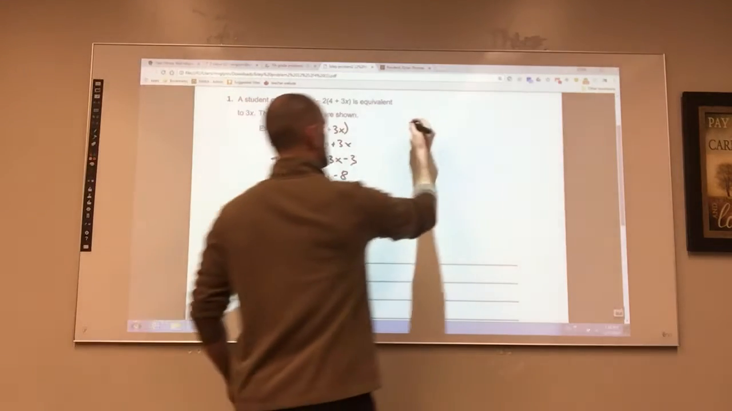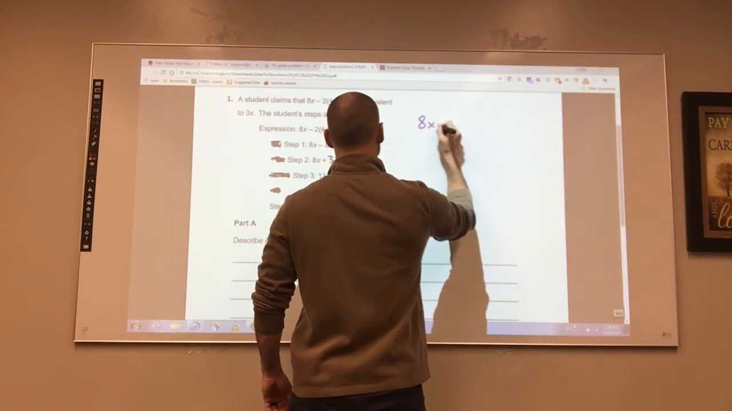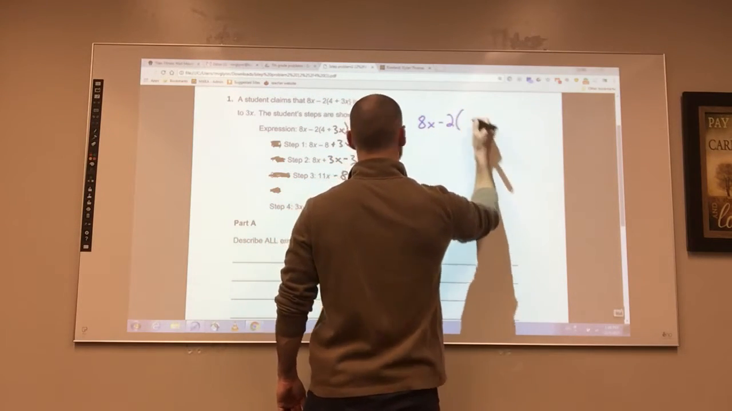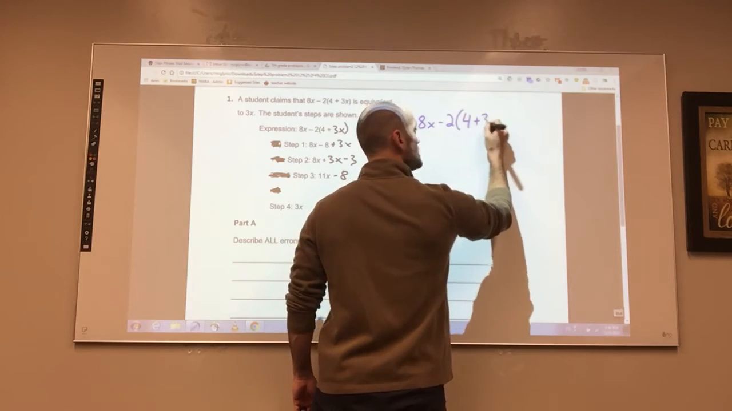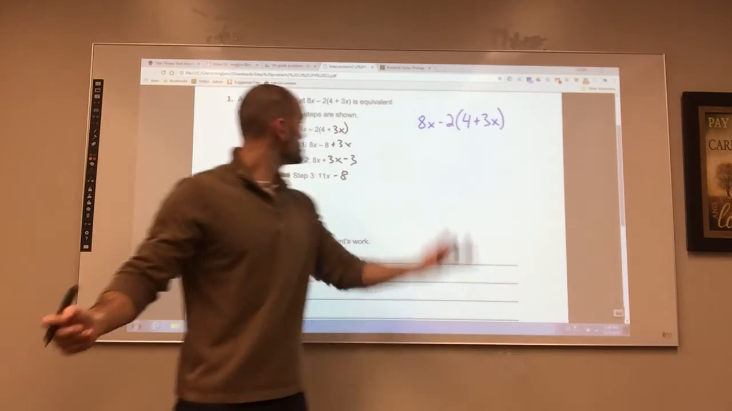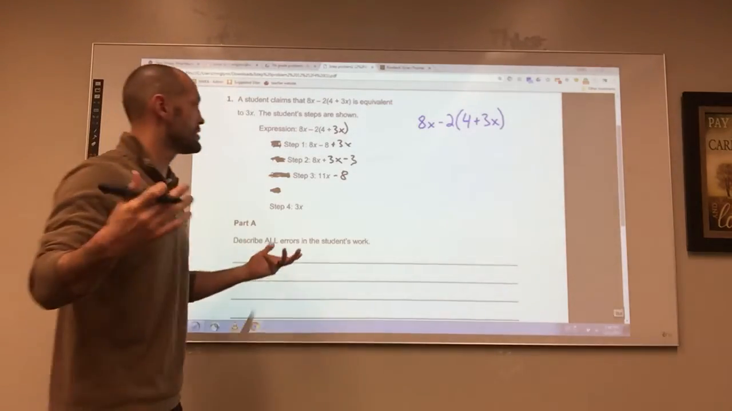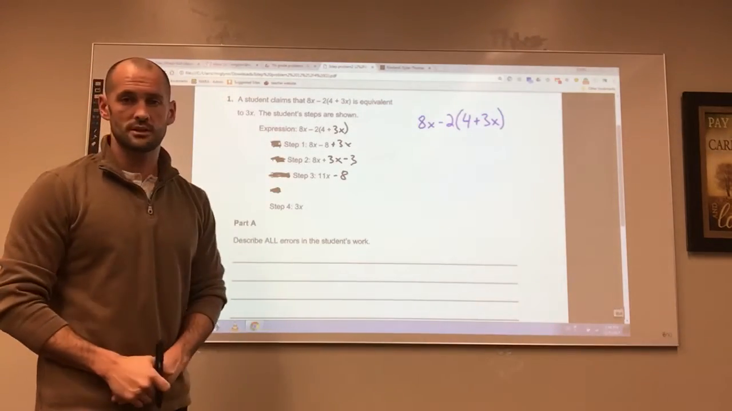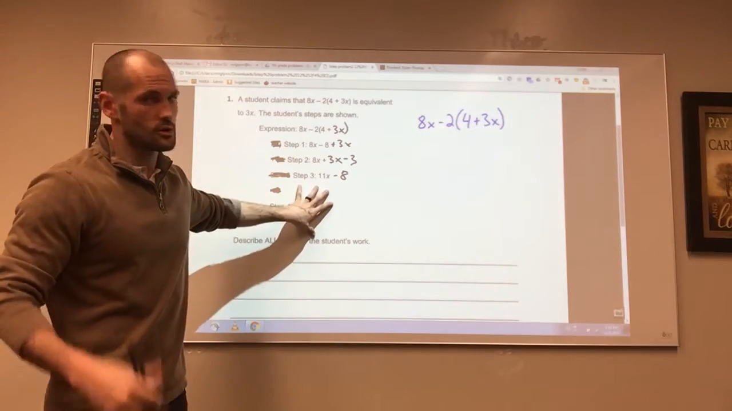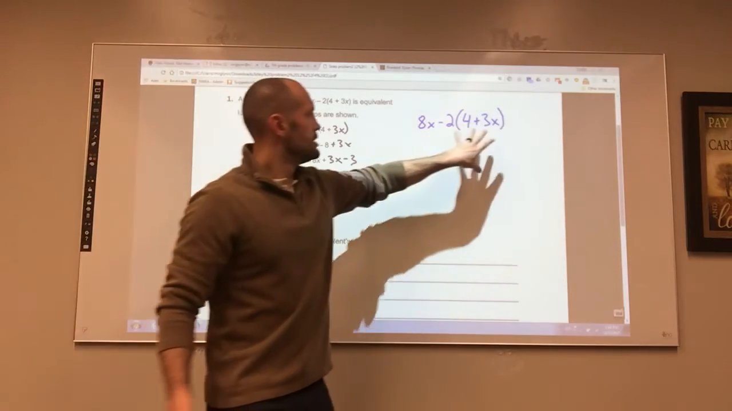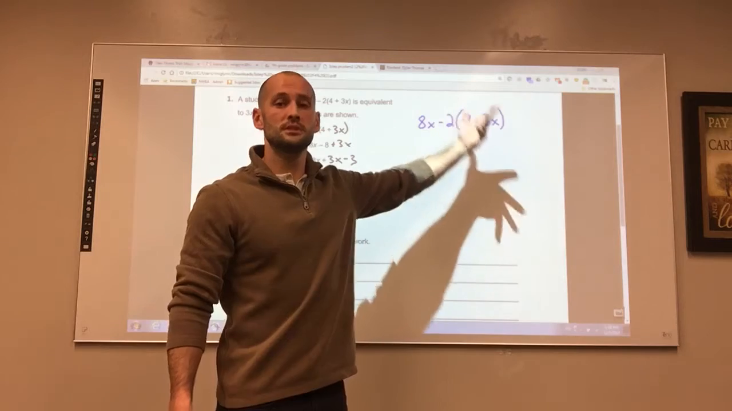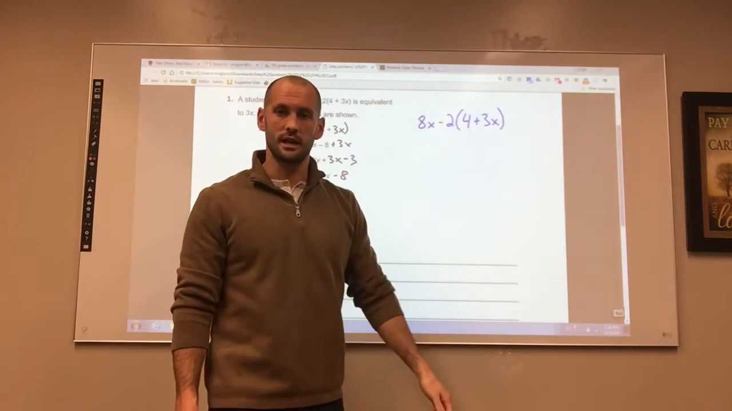We have the expression 8x minus 2 times the quantity 4 plus 3x. Hey, so far the student's correct. They wrote the problem down correctly. Let's see if they start doing things wrong. Ignore his work or her work, whatever. What would you do next? If I was doing this problem, what would your next step look like?